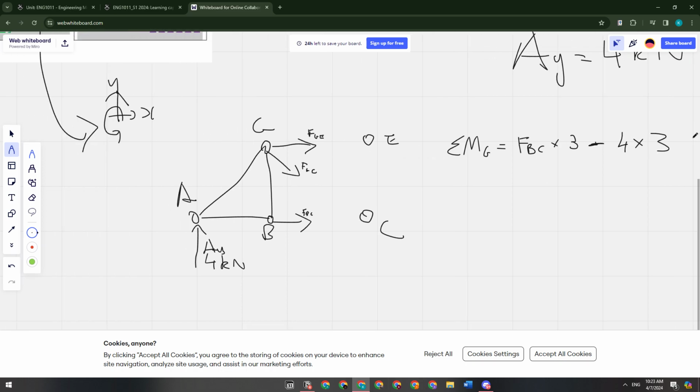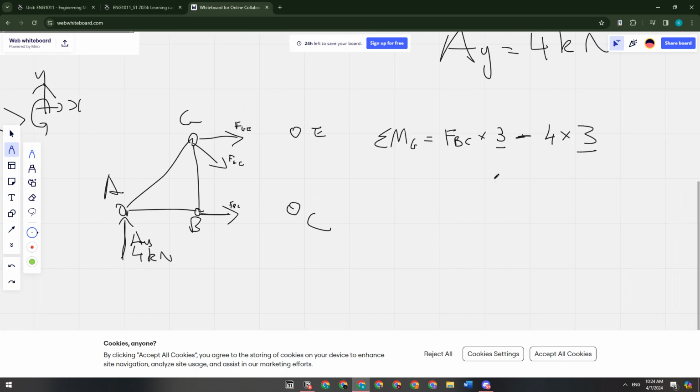And how do you know it's 3? Because if you're calculating the horizontal moment, you need to look at how far it is from there vertically. Since that's 3, and vice versa, if you're calculating the vertical, you need to see how far horizontally it is, which is 3 as well. Now you got it. Therefore, do your little calculations. FBC should equal 4 kilonewtons.